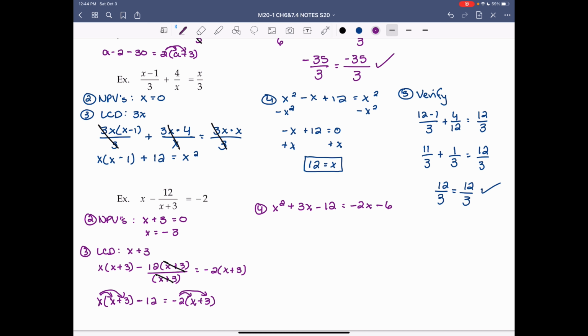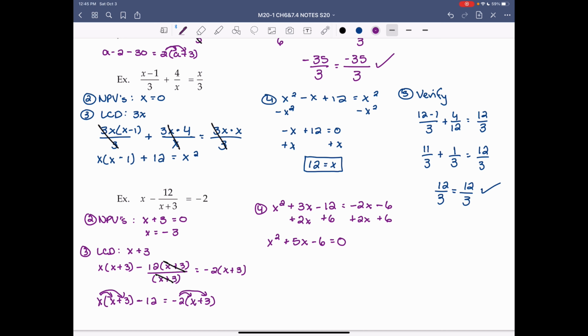I see that I have an x squared term and it's not going to be subtracted because there's no other x squared term, so it's going to stay there. I want to move everything to one side then. Plus 2x plus 6. I also want to keep in mind that I'd prefer to have the x squared term positive, so I want to move everything to that side. In this case, that would be the left. Add 2x and add 6. We get x squared plus 5x minus 6 equals 0.